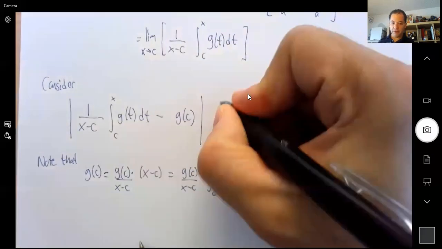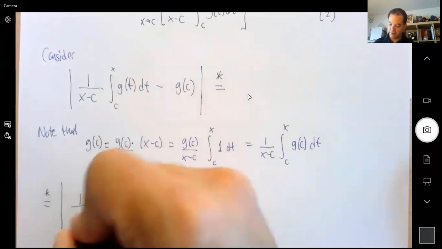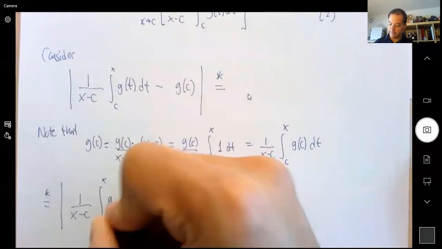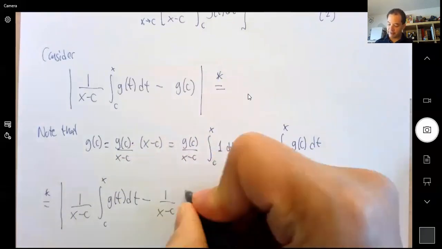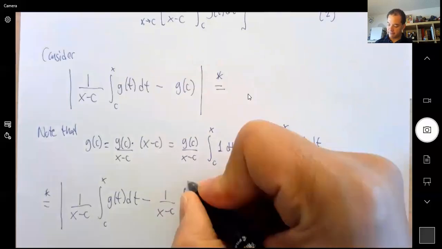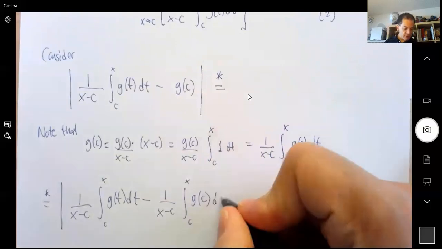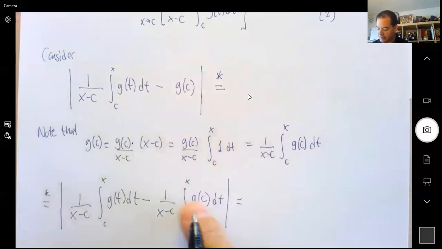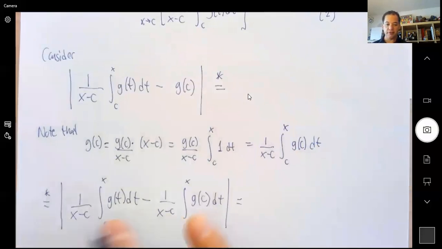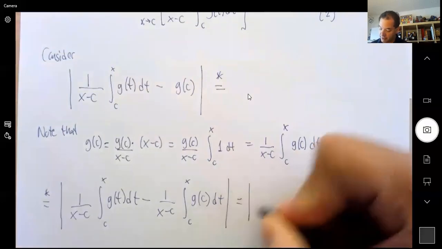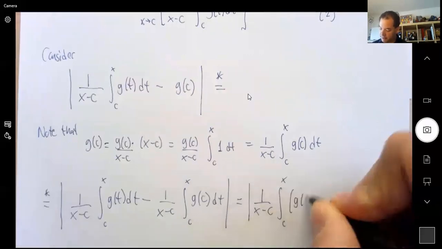So we'll continue now. This equal sign now becomes, over here, the following. It will be 1 over x minus c, this integral that we had from before, minus this new expression that we found for g of c. That looks a lot like the same thing, with the difference that it has a c here. It's a constant. This is good because now I can combine this into one single integral. I can factor the 1 over x minus c, and the integral of the sum is the sum of the integrals. So using those properties, I can rewrite this as 1 over x minus c, the integral from c to x of g of t minus g of c.